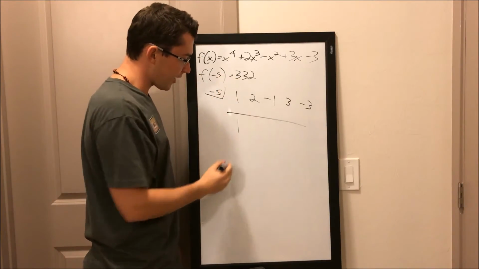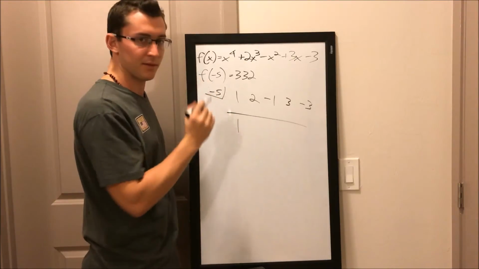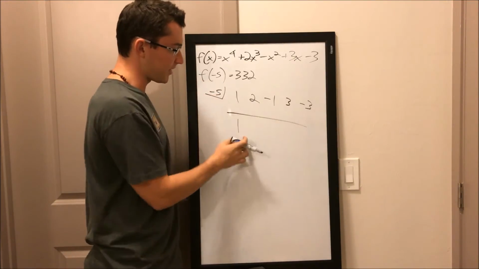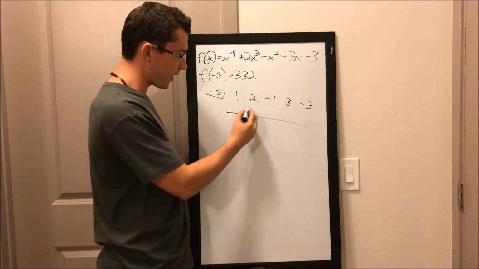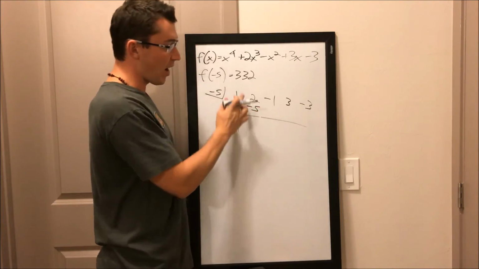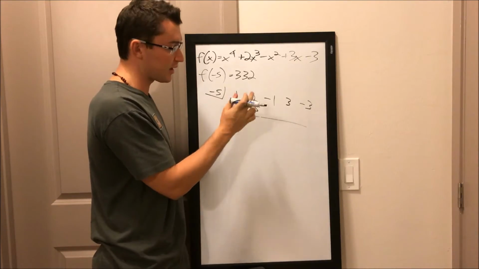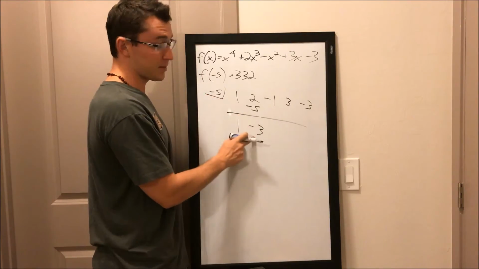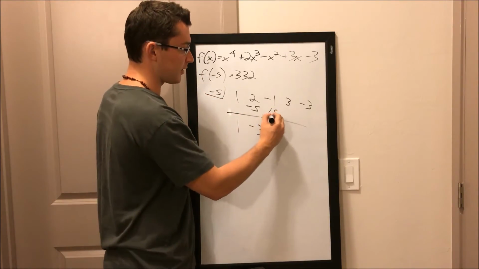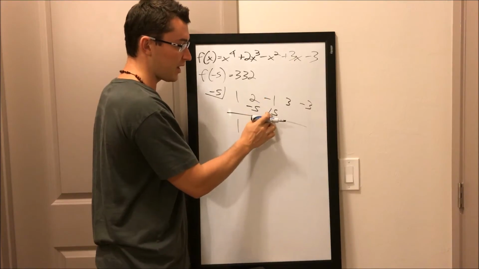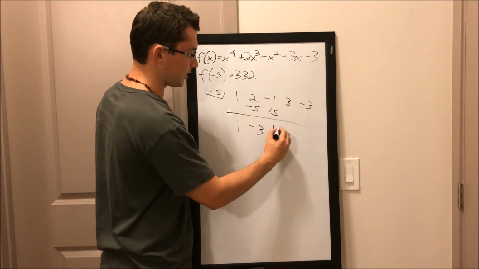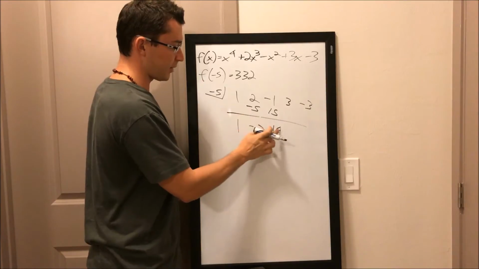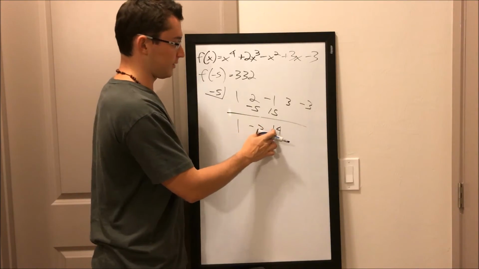So you bring the first one down, and I multiply that term that's down here by this and bring it back up. So 1 times -5, -5. Now I add these. 2 plus -5 is -3. Now I multiply. -5 times -3, +15. -1 plus 15, 14. -5 times 14, -70.